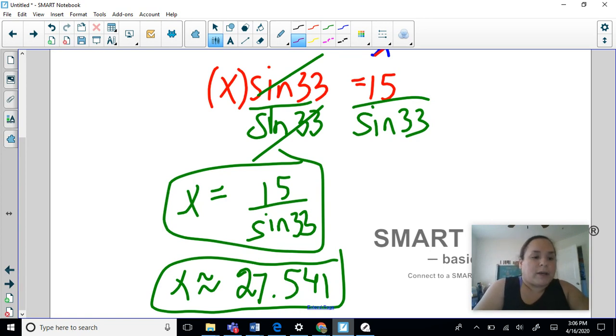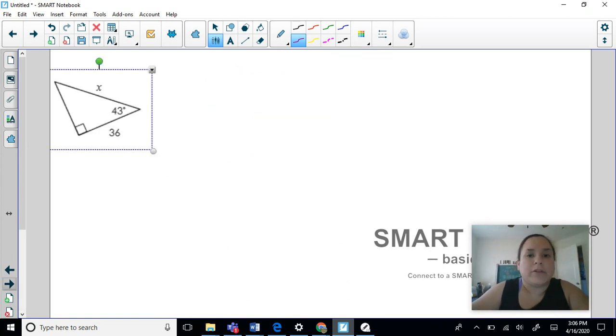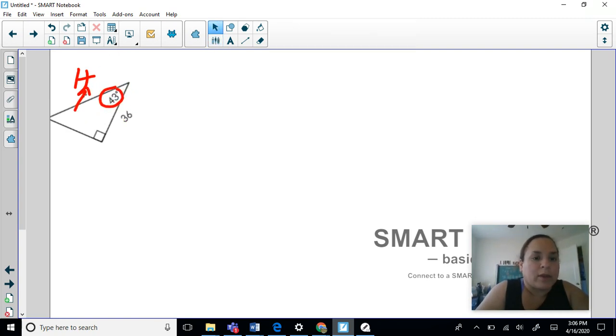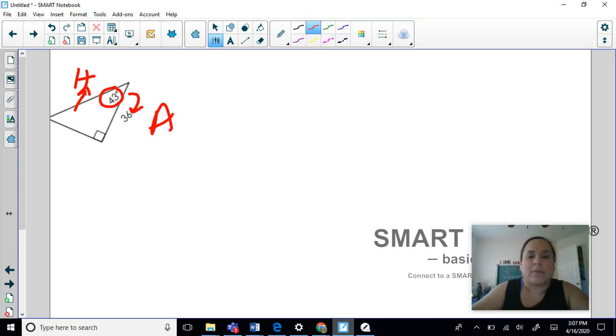So let's try another example. Here, the angle that is given is the angle of 43. And we'll notice that the x is directly across from the 90, so again, x represents the hypotenuse here. And then, hold on, let me move this back. I accidentally moved the triangle. And then the 36, which is right next to the angle, is our adjacent side. Remember, adjacent means next to the angle.